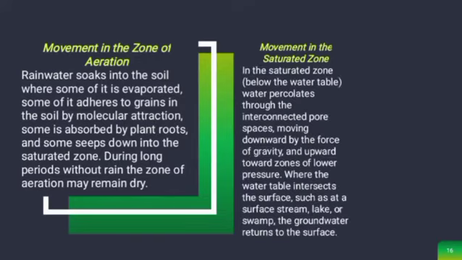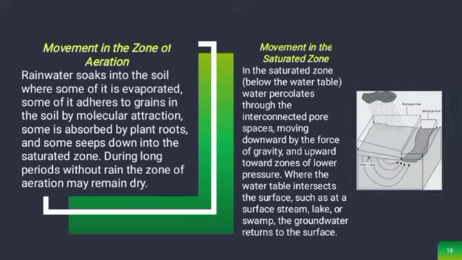In saturated zone below the water table, water percolates through the interconnected pore spaces, moving downward by the forces of gravity and upward towards zone of lower pressure, where the water table intersects the surface, such as at its surface stream, lake, or swamp. The groundwater returns to the surface.